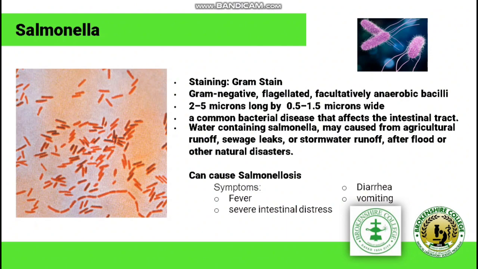Water containing Salmonella can come from a variety of sources, including agricultural runoff, sewage leaks, or stormwater runoff. Wells can also become contaminated by Salmonella after floods or other natural disasters. When Salmonella is consumed by humans through contaminated water, it can result in salmonellosis, a condition characterized by fever, severe intestinal distress, diarrhea, and vomiting.